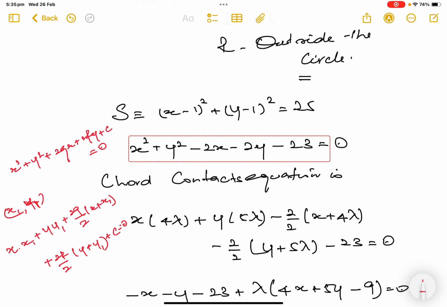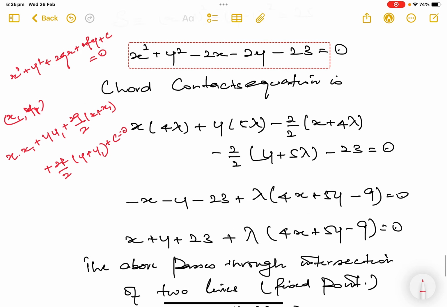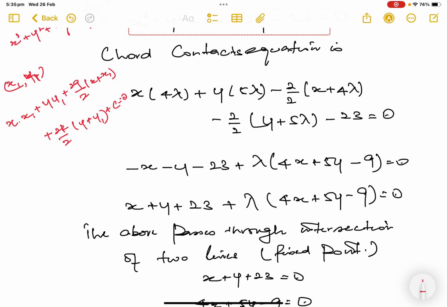The x1 and y1 here are 4 lambda and 5 lambda. So x times 4 lambda plus y times 5 lambda, and then the coefficient 2g divided by 2, so here it's minus 2 divided by 2, minus (x plus 4 lambda), and again minus 2 over 2, (y plus 5 lambda) minus 23. So if you simplify it, we get the equation: minus x minus y minus 23, just expanded and separated, and lambda common, 4x plus 5y minus 9.